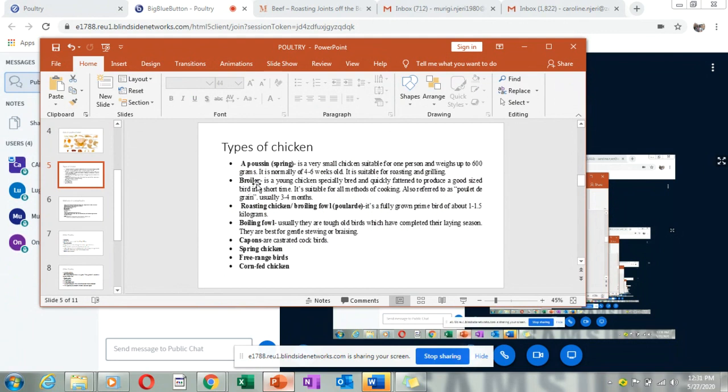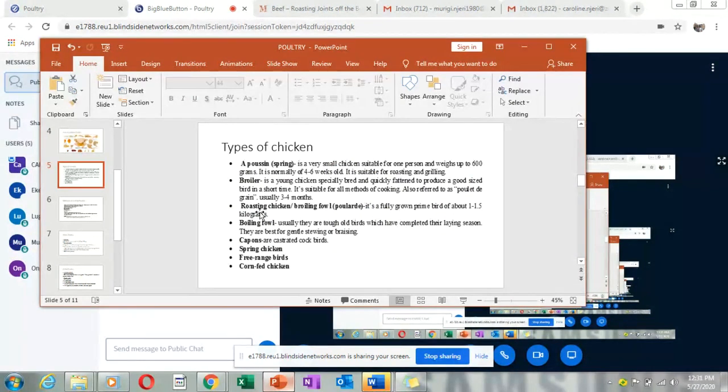Yeah, the common ones. It's also reared for 3 to 4 months. They tend to look very fat. And of course, 3 months is quite a short time if you think about it.